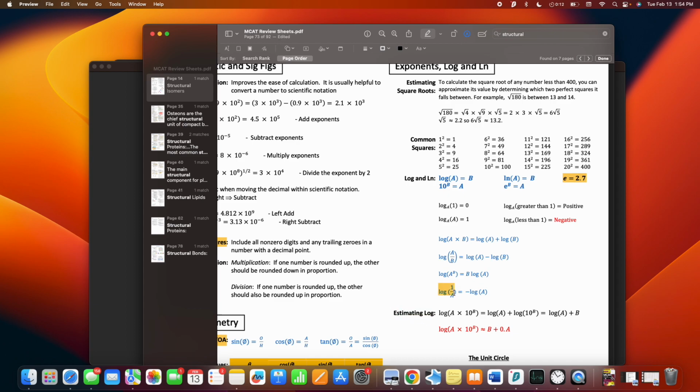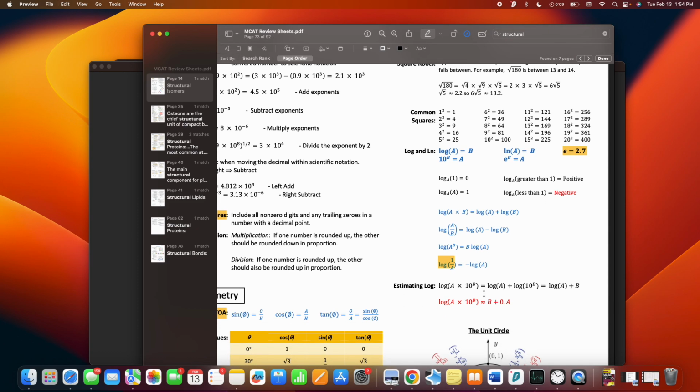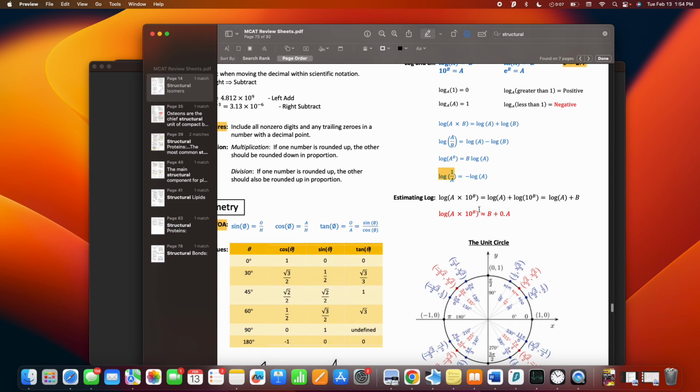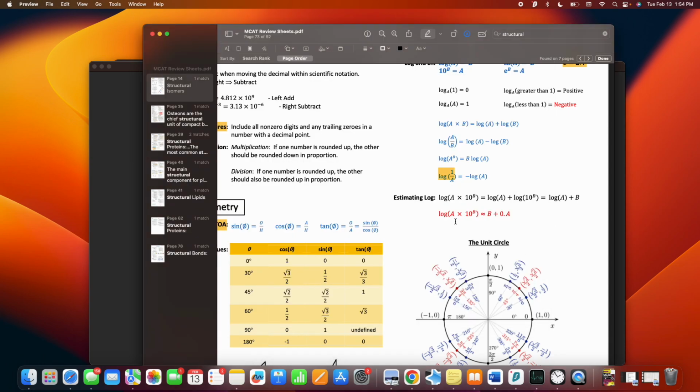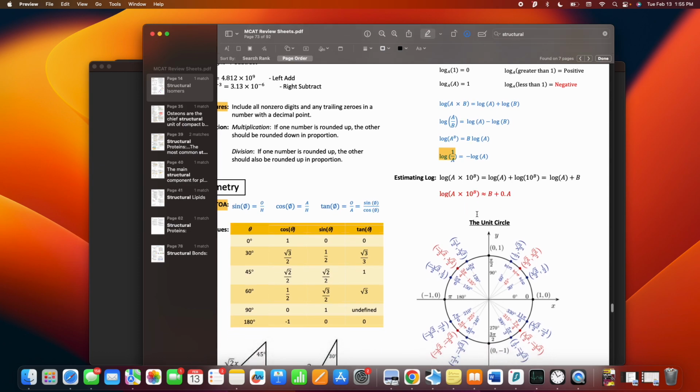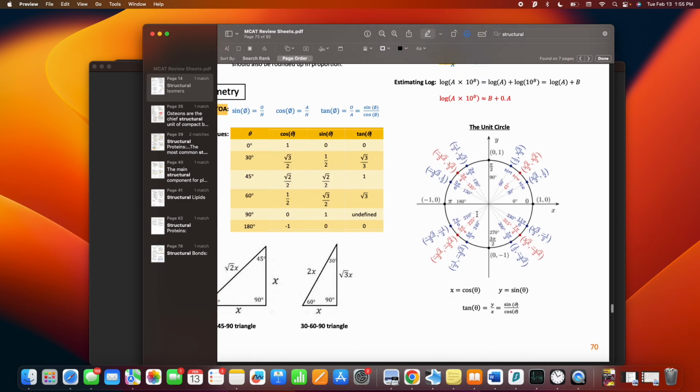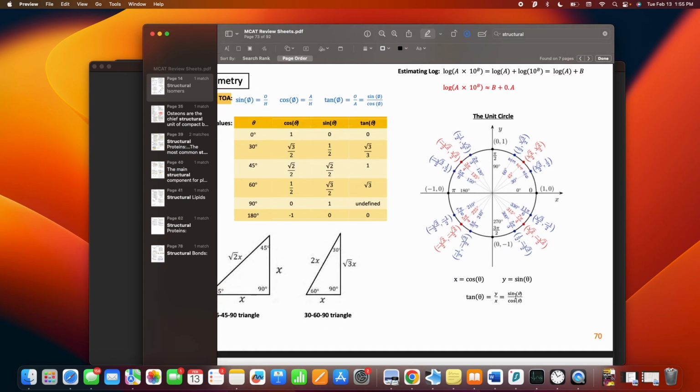So this one is estimating log. Log of a times 10 to the b is log a plus log of 10 to the b, which is log a plus b. So log of a times 10 to the b is b plus 0.a. And boom, tangent is sine over cos.